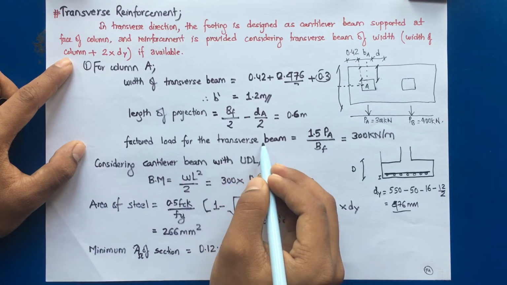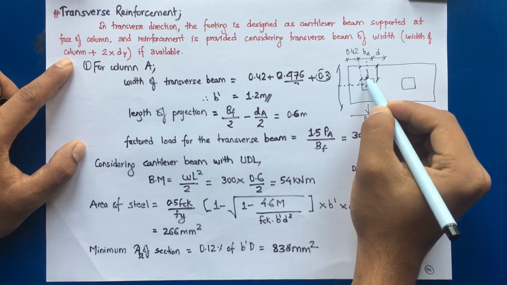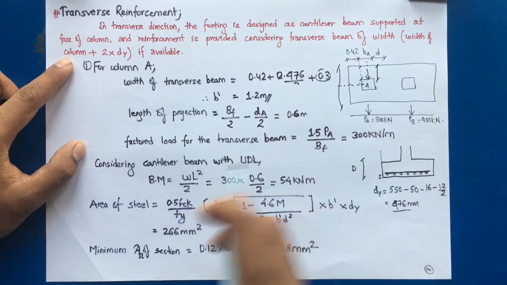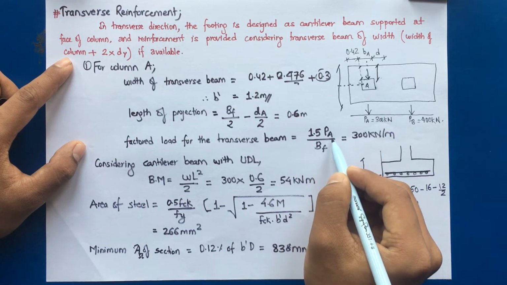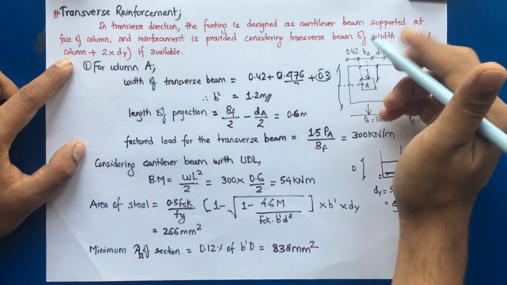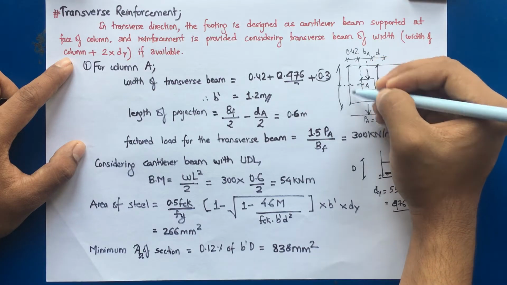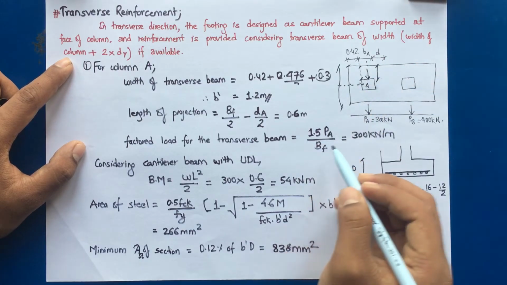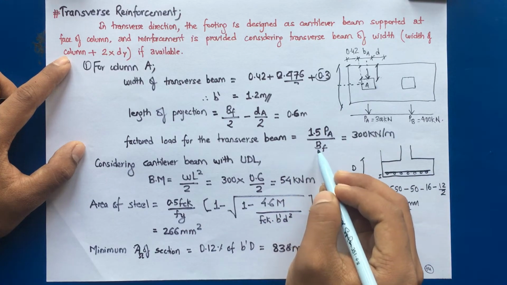Factored load for the transverse beam, so we'll convert the point load acting from column A into a UDL. So factored load, 1.5 into P_A, which is 300, divided by B_F, the width of the footing, so we'll convert the point load acting as a UDL along this width. So 300 kilonewton per meter, we get this value because B_F is 1.5.